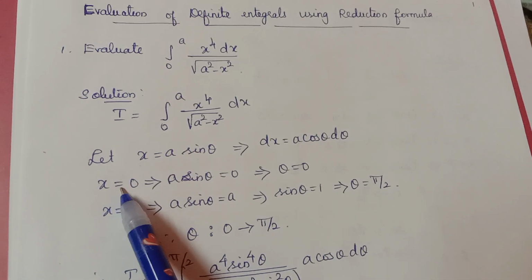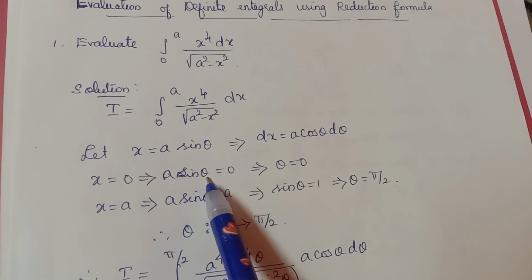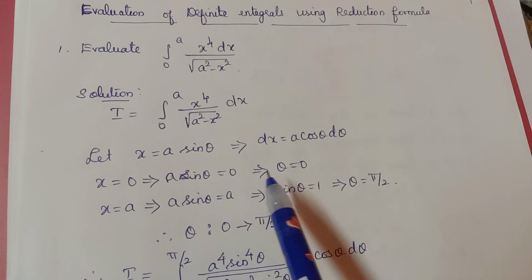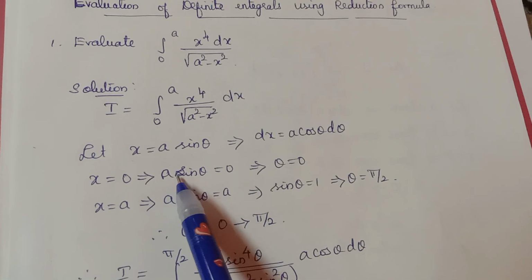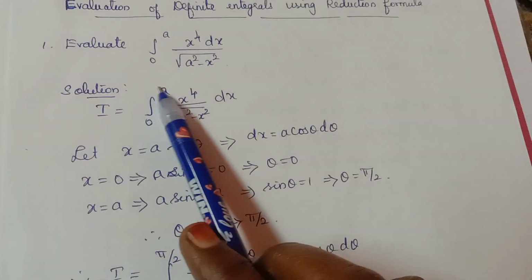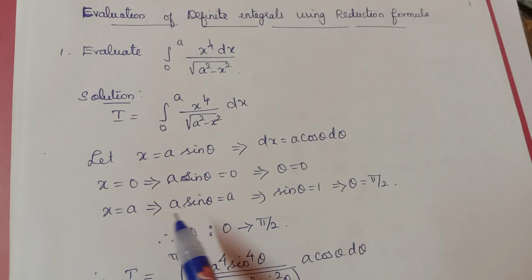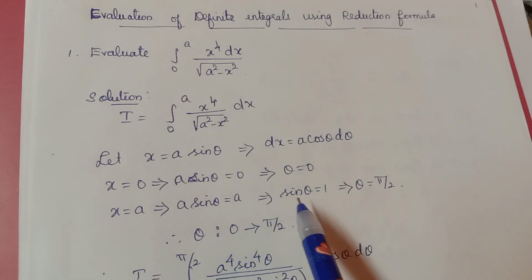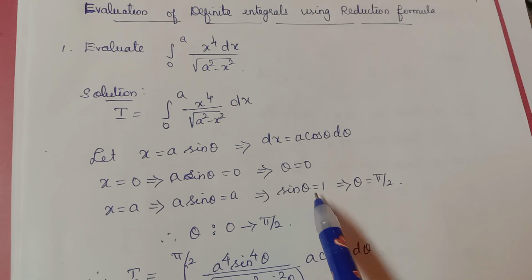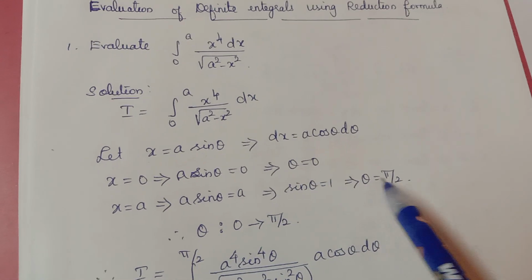When x is equal to 0, what happens here? A sine theta equal to 0. When will you get 0 for sine? When theta equal to 0. So when x is equal to 0, theta is also equal to 0. And when x is equal to a, the upper limit is a, no? So when x is equal to a, a sine theta equal to a. That means sine theta equal to 1. Sine theta is 1 only when theta equal to pi by 2. Okay, so theta varies from 0 to pi by 2.